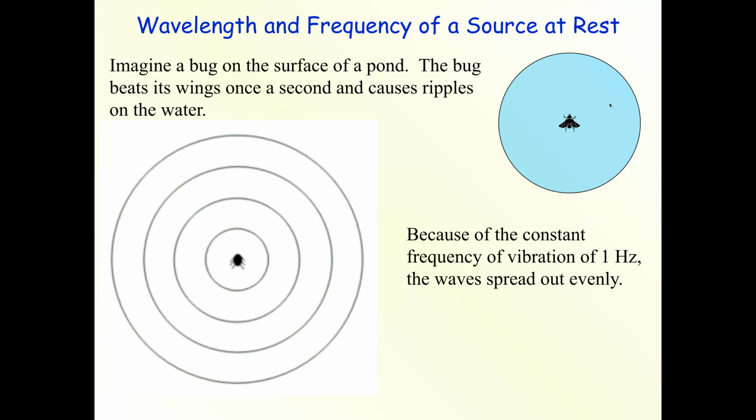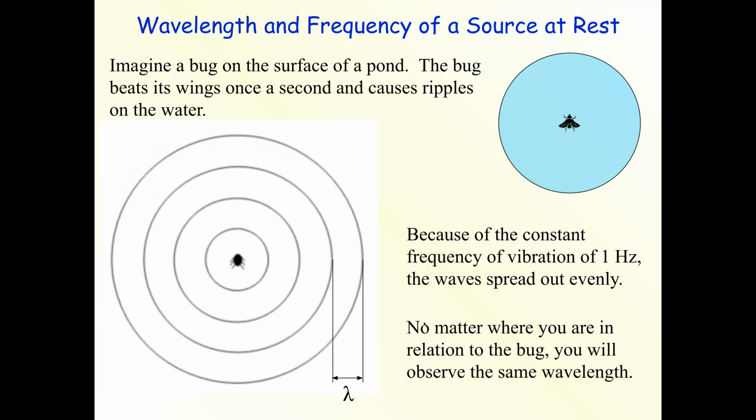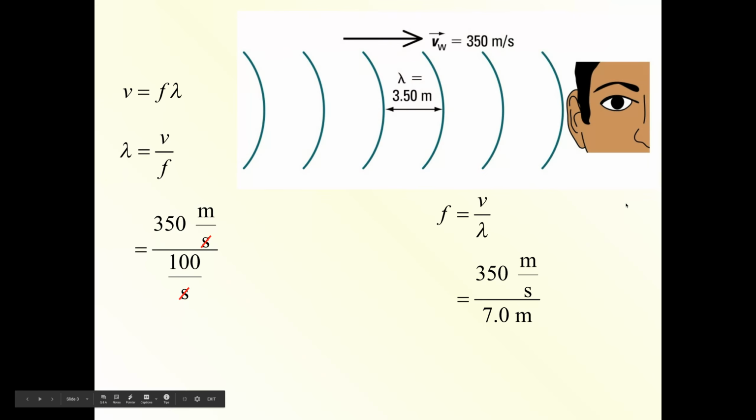Okay, the bug beats its wings once a second and causes ripples in the water. Okay, and so this is our bug beating its wings. Our ripples come out from the water. Because of the constant frequency of the vibration of 1 hertz, the waves spread out evenly. And so no matter where you are in relation to the bug, this wavelength would be the same. Okay, so if you're standing up above it or below it, wavelengths coming towards you would be equal.